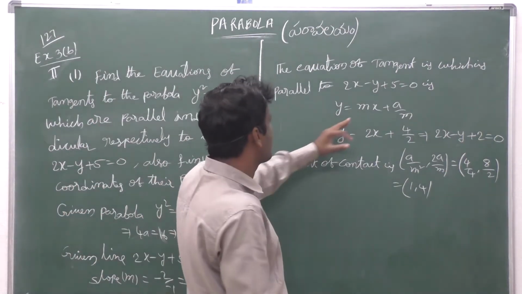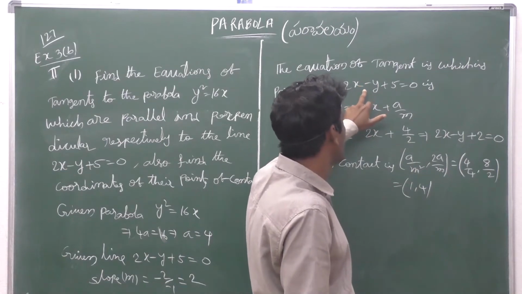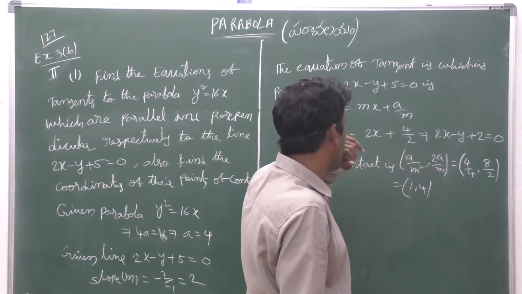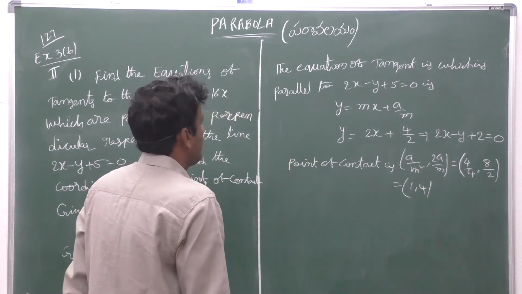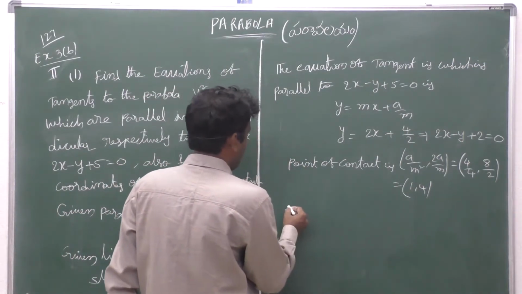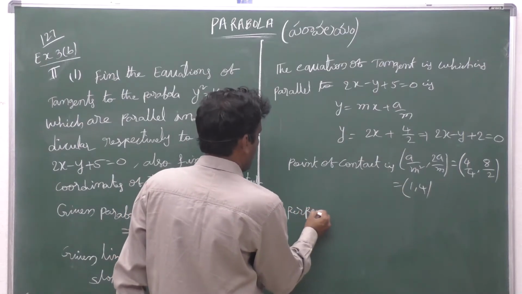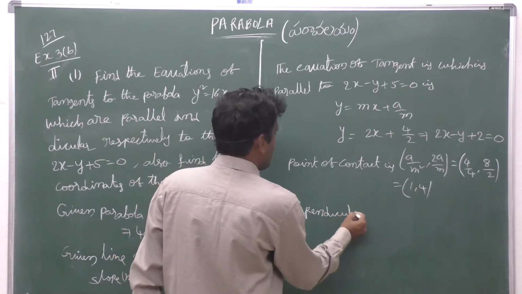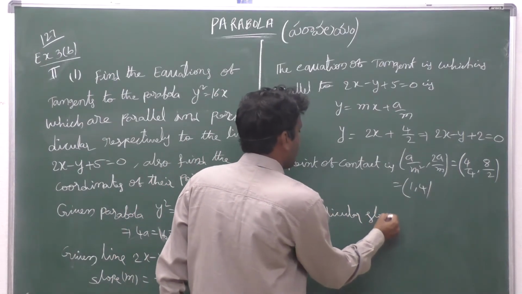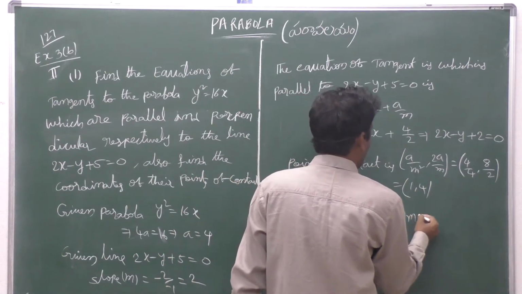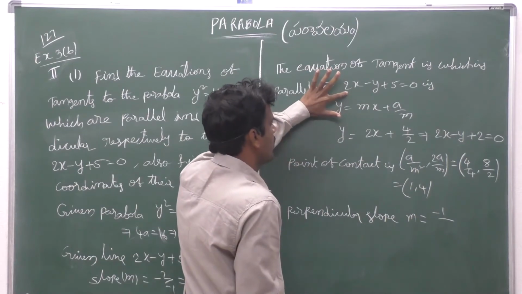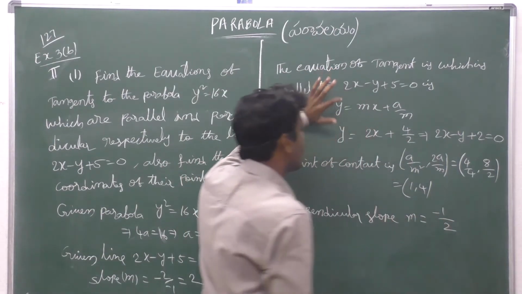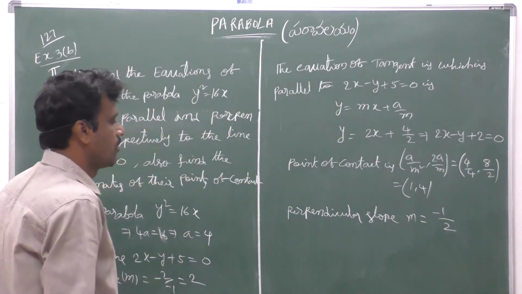That is y equal to mx plus a by m. Here m is parallel slope 2, a equal to 4. Next, point of contact a by m square, 2a by m. Next, perpendicular slope m equal to minus 1 by this slope. Slope 2, so minus 1 by 2.